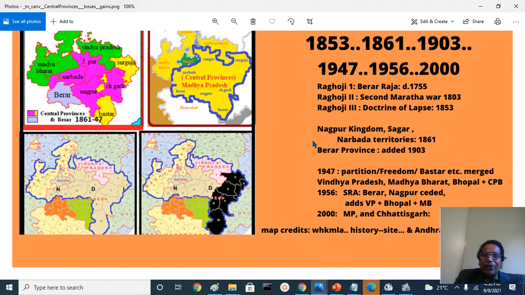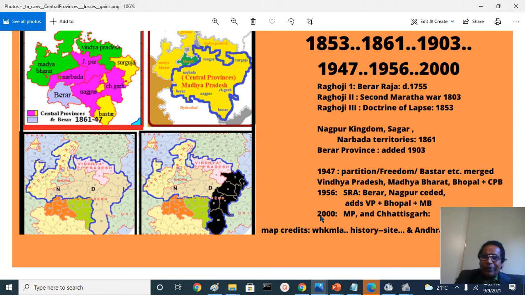In 56, the State Reorganization Committee, Berar and Nagpur ceded. Berar ceded, Nagpur ceded. It gained Bhopal, it gained Madhya Bharat, it gained Vindhya Pradesh, that is Madhya Pradesh 2. Because remember, central provinces was named Madhya Pradesh. This is Madhya Pradesh 1 plus Madhya Bharat. So there is a difference between Madhya Bharat, this is the western part, and Madhya Pradesh 2. Madhya Pradesh 1 is nothing but a renaming of central provinces, and the secession of Berar and Nagpur.